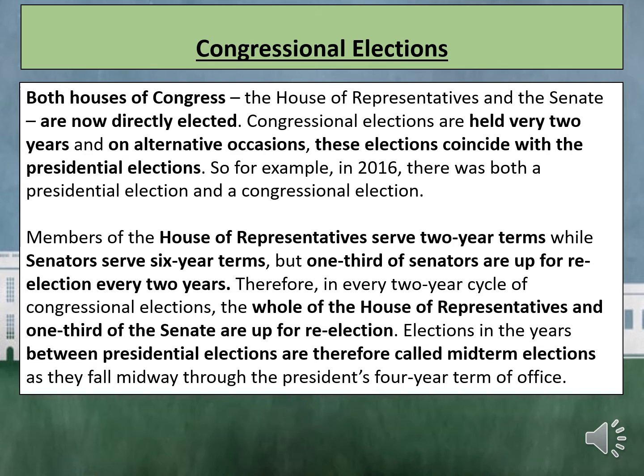Congressional elections are held every 2 years, and on alternate occasions, these elections coincide with the presidential elections. So, for example, in 2016, there was both a presidential election and a congressional election. Members of the House of Representatives serve 2-year terms, while senators serve 6-year terms, but 1/3 of the senators are up for re-election every 2 years. Therefore, in every 2-year cycle of congressional elections, the whole House of Representatives and 1/3 of the Senate are up for re-election. Elections in the years between presidential elections are therefore called midterm elections, as they fall midway through the president's 4-year term of office.